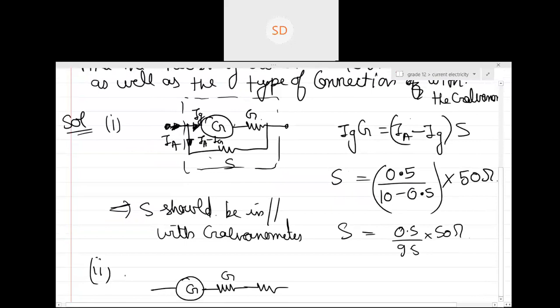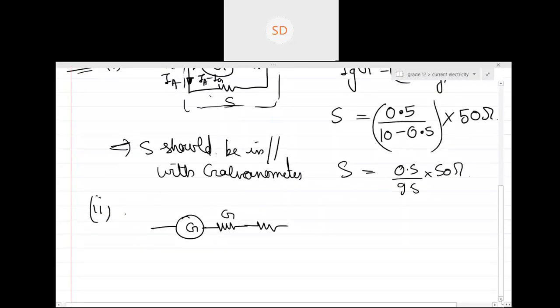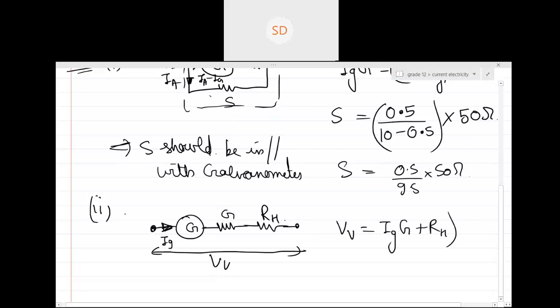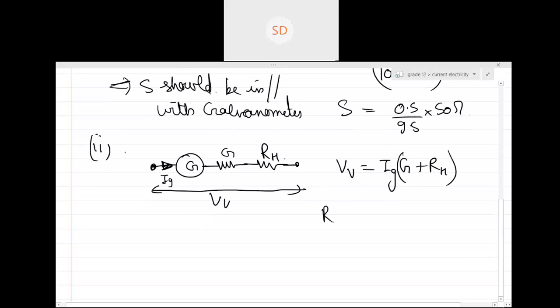Now, when you want to convert it into a voltmeter, what do you need to do? We should connect a high resistance in series. Yes, high resistance in series. So when you connect a high resistance in series and flow this current Ig, the full scale deflection reading across this should be Vv, if you remember. Can you say Vv is basically Ig into (G plus RH)? Yes or no? Yes, sir. V equals IR. So basically you'll get this equation. So from here, RH will be equal to Vv upon Ig minus G.